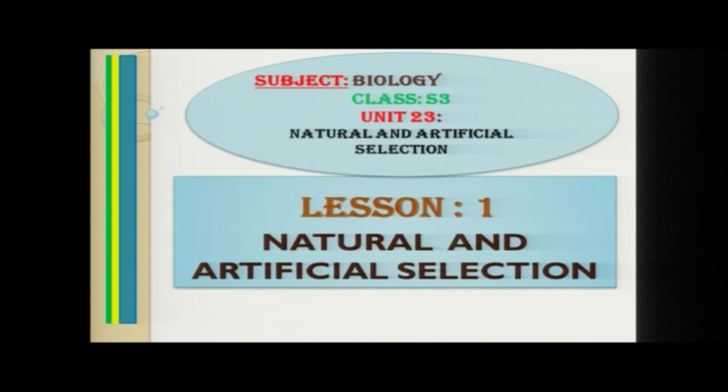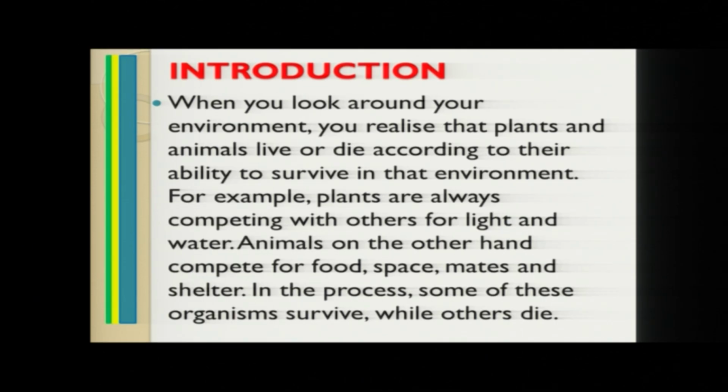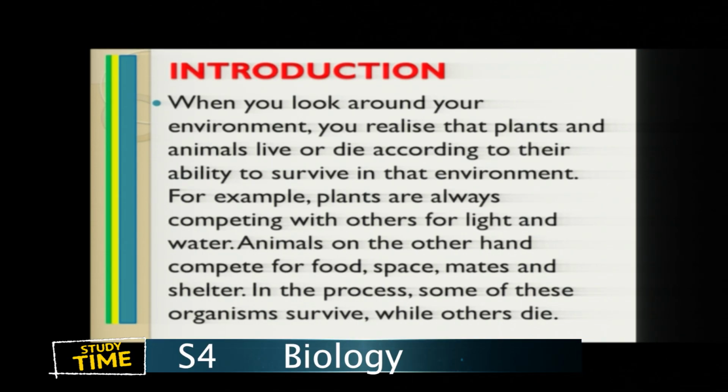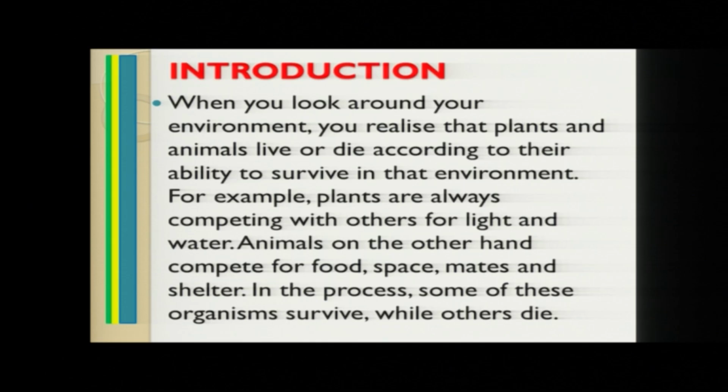So students, let's go through our lesson. Let's have the introduction of the lesson. When you look around your environment, you realize that plants and animals live or die according to their ability to survive in the environment, okay? Most animals die. Some plants die, okay? And others die according to their ability to survive in the environment. For example, plants are always competing with others for light and even water. Animals, on the other hand, compete for food, space, mates, and even shelter. So in this process, some of these organisms will survive, while others will die in competition.